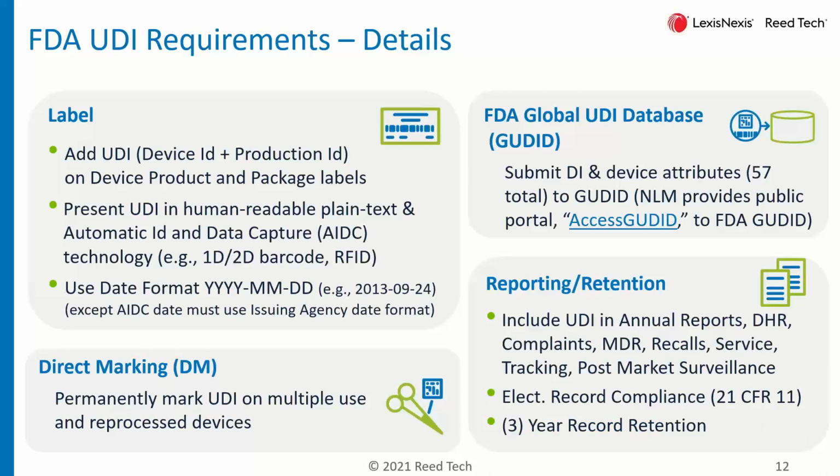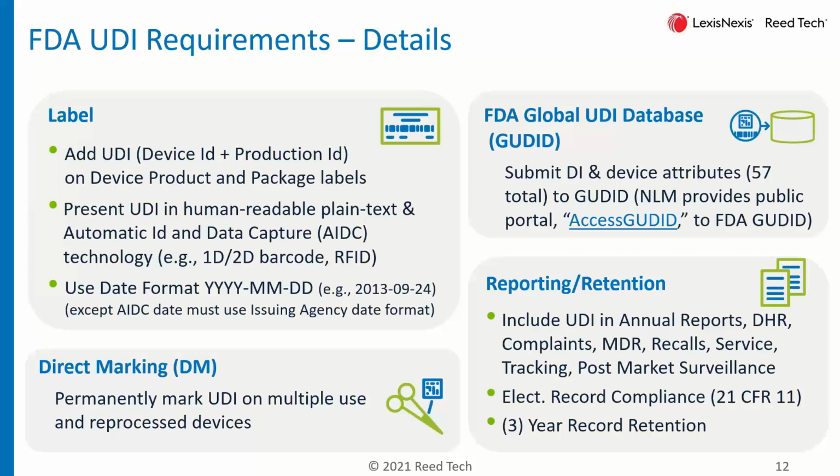The fourth area for UDI is regarding some other reports and retention of records. So there are a number of places in your quality management system, in your other types of procedures that you have, that you do now need to make mention of UDI. So, complaints or medical device reporting for adverse events and so on. If a UDI is available for that particular product, it now needs to be included. There's some requirements for electronic record compliance, 21 CFR Part 11, and a 3-year record retention, even after you hold the medical device off the market. So these are the four major areas.